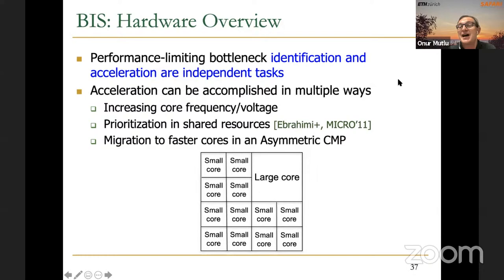You can prioritize the shared resources, the critical section executing on an asymmetric multi-core, while the large core also has a higher frequency and voltage. But we're not tackling all of those at this point. We're going to look at asymmetric multi-core. Okay, so let's take a look at the hardware right now.